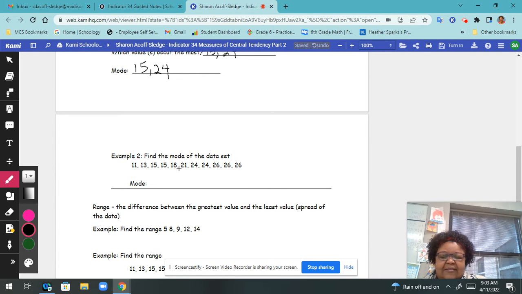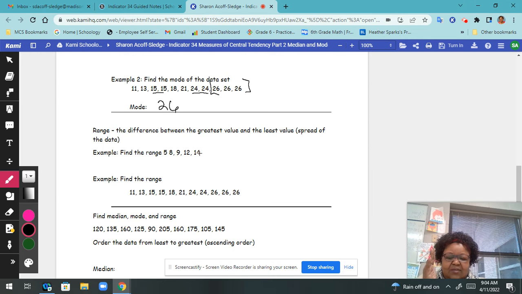So now let's take that same data set and let's add three numbers on the end: 26, 26, and 26. So let's find the mode of this set. So I have two 15s, one, one. I have two 24s, but look at here. I have three 26s. So 26 is my mode. It's the number that occurs more than any other number.